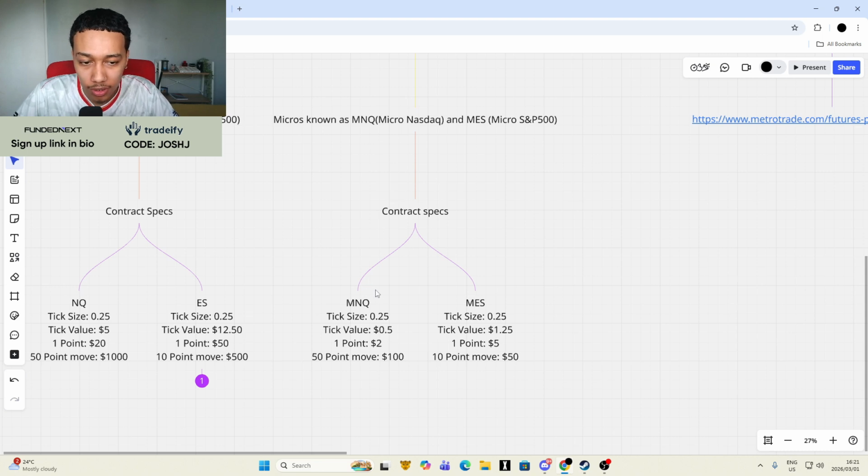Now MNQ, right, is basically 10 times less, like I said. So tick size is still the same, it's 0.25 per tick. And then the tick value is 50 cents or $0.5, right? So $0.5 times 4, because remember it's 4 ticks to make up 1 point, equals $2 per point. It's 10 times less than NQ, right? You guys know math. So a 50 point move or 50 point stop loss on MNQ micros would be $100 risk or $100 take profit.